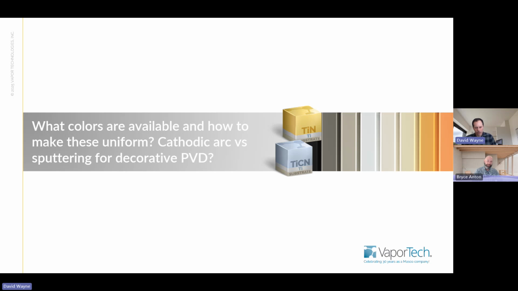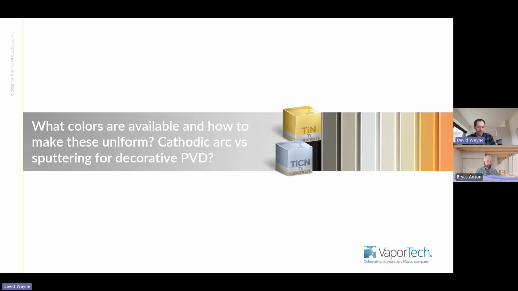And then for the last question, while our focus here was really on industrial coatings, we did have a number of questions that were around color. And I think it's important to note color coatings and industrial coatings in many cases are the same thing. They may be made of a lot of the same materials. So we had questions just around color availability, uniformity, and then also a second question just around cathodic arc and sputtering.